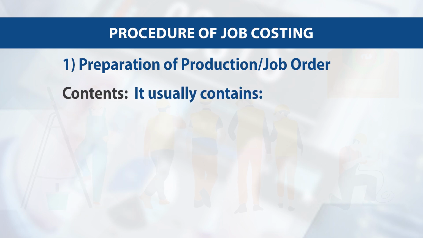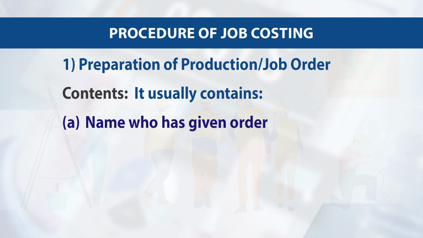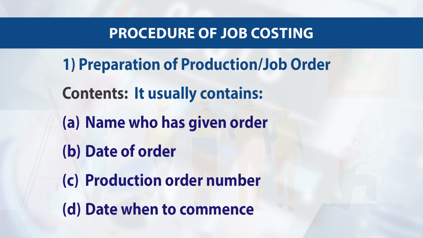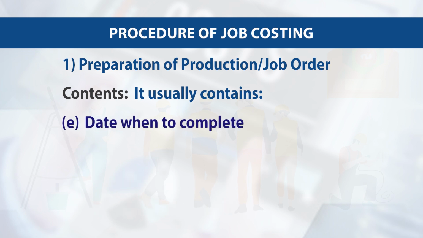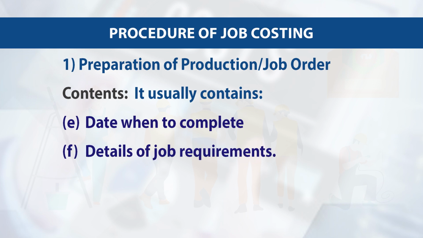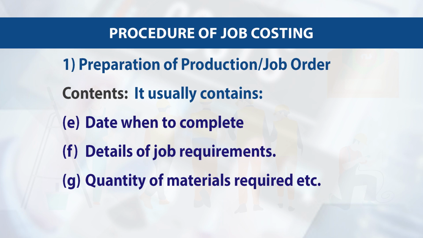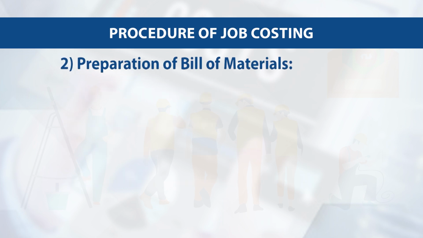What are its contents? It usually contains: first, name of who has given the order; second, date of order; third, production order number; fourth, date when to commence; fifth, date when to complete; sixth, details of job requirement; seventh, quantity of materials required, etc. Second is preparation of bill of materials.